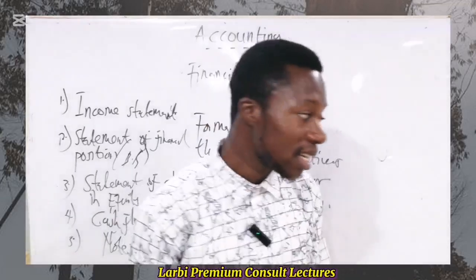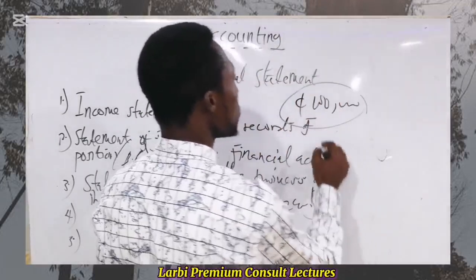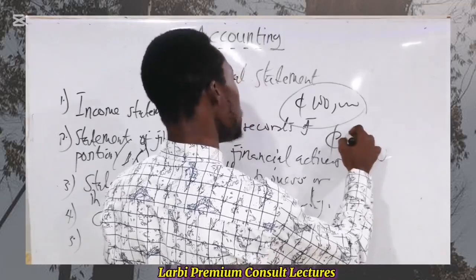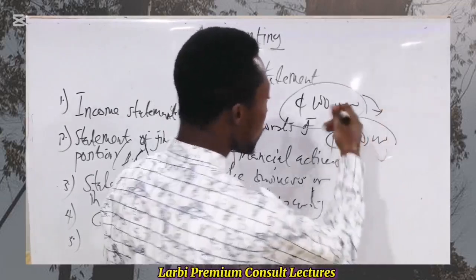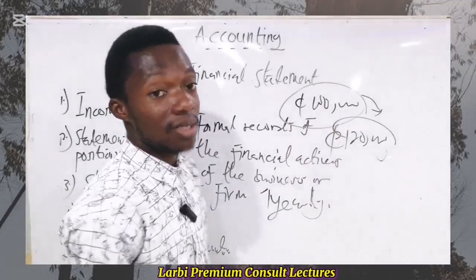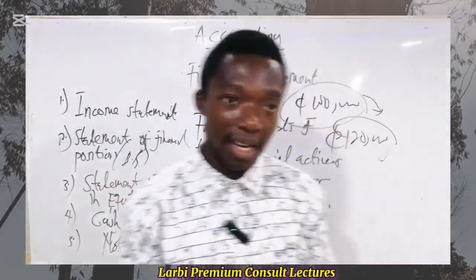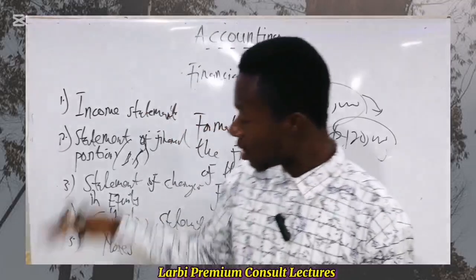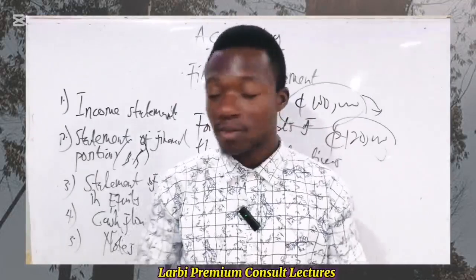So let's say we started with an initial capital of 100,000 Ghana cedis, and at the end of the day, let's say we have 120,000 Ghana cedis. That means initially we began with 100,000, but now we have 120,000. The difference of 20,000 should be reflected in the statement of changes in equity. So the initial capital has changed over time by 20,000, and such change is supposed to be reflected in the statement of changes in equity.